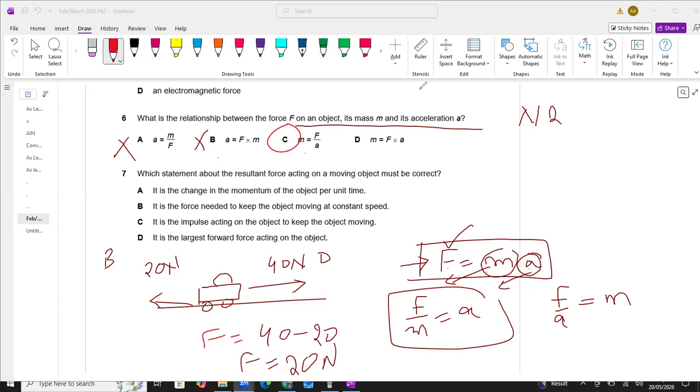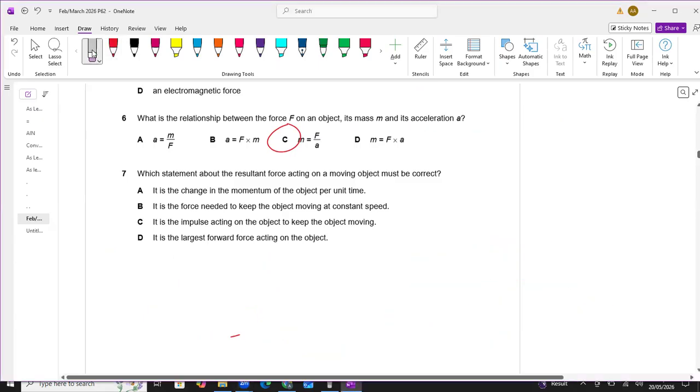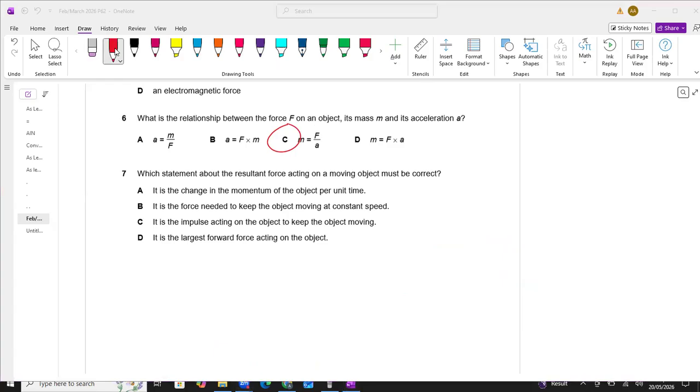All right, well done, everyone. Now, students, I'm moving towards question number 7. In question number 7, they are asking which statement about the resultant force acting on a moving object must be correct. So, look, beta, I told you the formula of resultant force, which is ma.